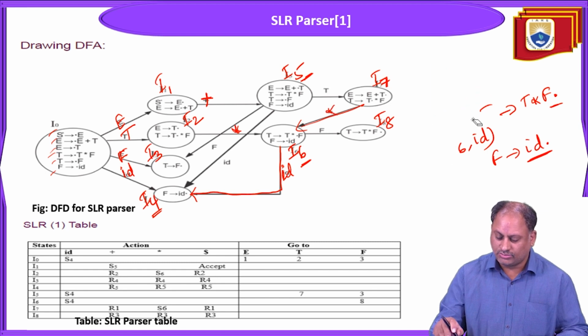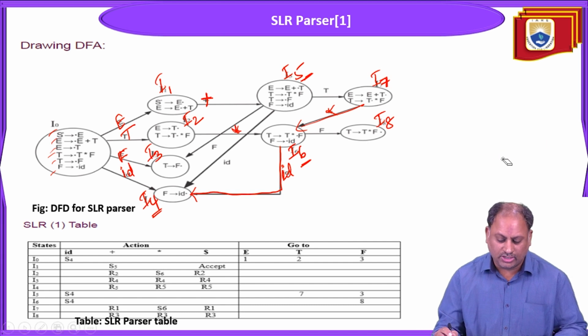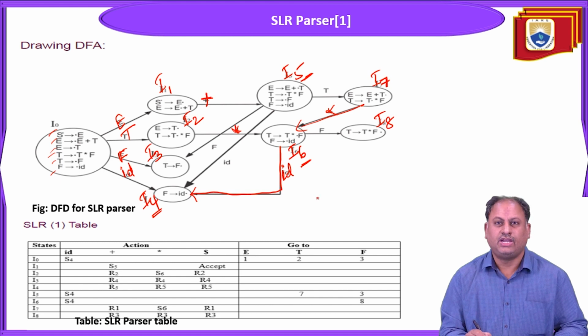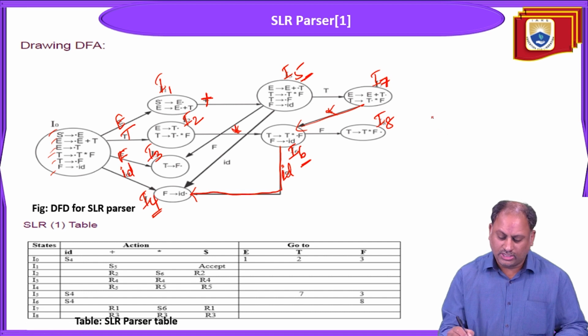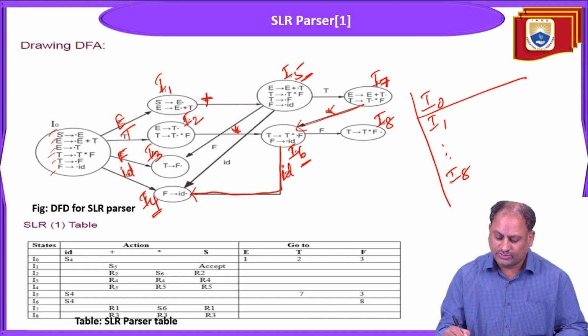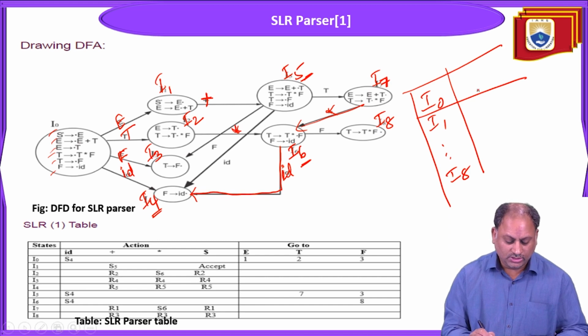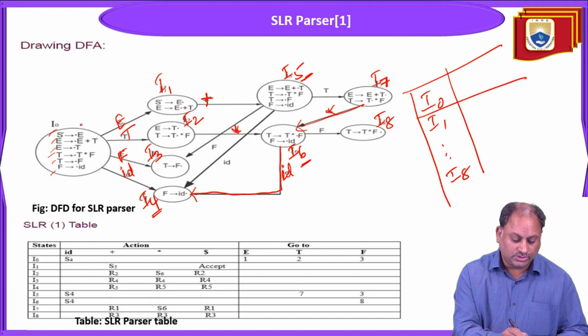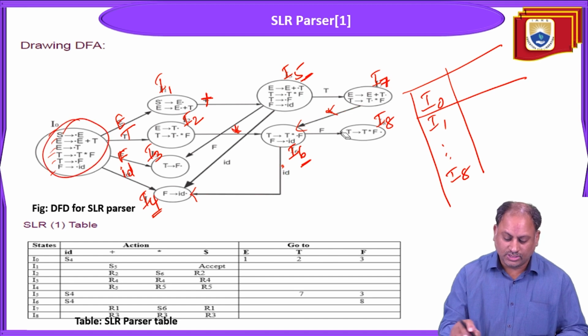By this we end up with all the states, I0, I1, I2 and so on. This is the diagram representing the flow for all the states. For the parsing table, we write the states I0, I1 up to I8 as the rows of the table, and the columns include the non-terminals available in the given grammar.